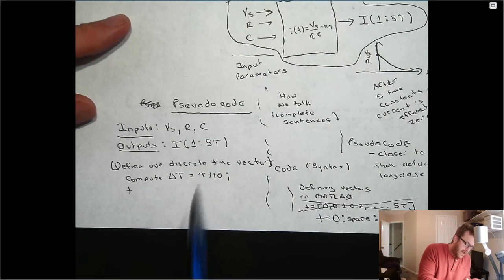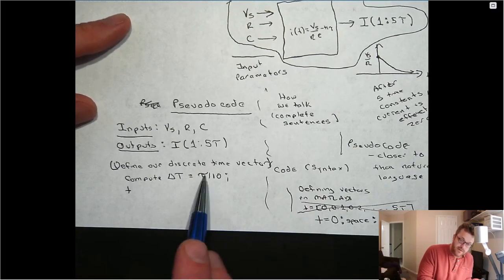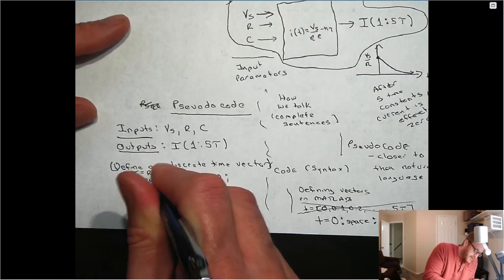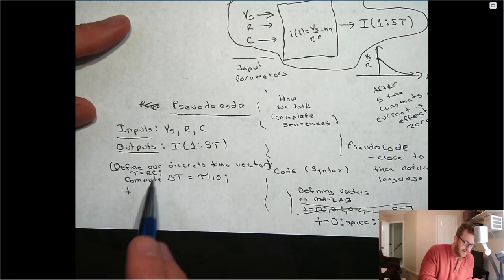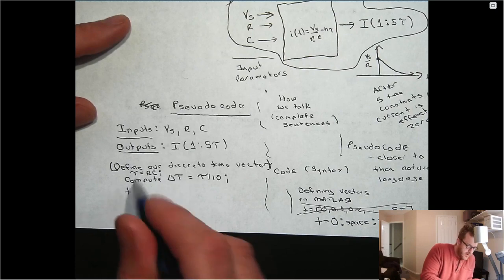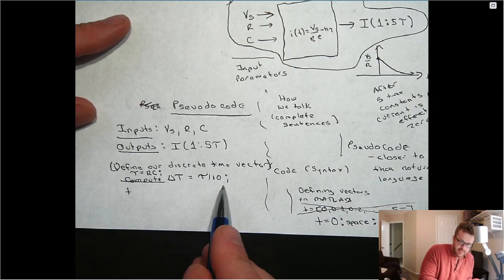In order to have this be well-defined, what are you going to need? You're going to need to first define tau. So you'll define it from those inputs as R times C. So tau equals RC. Usually you won't even write compute here in pseudocode. You would just have tau equals RC, delta t equals tau divided by 10.